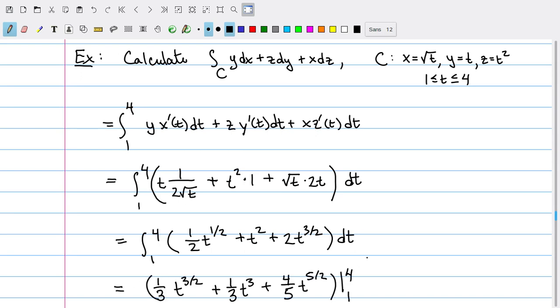It's just 1/3 t to the 3/2 plus 1/3 t cubed plus 4/5 t to the 5/2 evaluated from 1 to 4. And I'll let you guys at home finish that off.